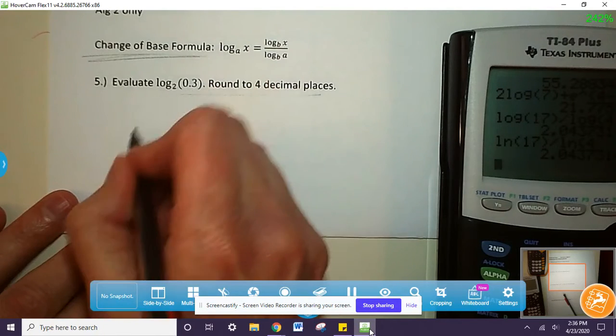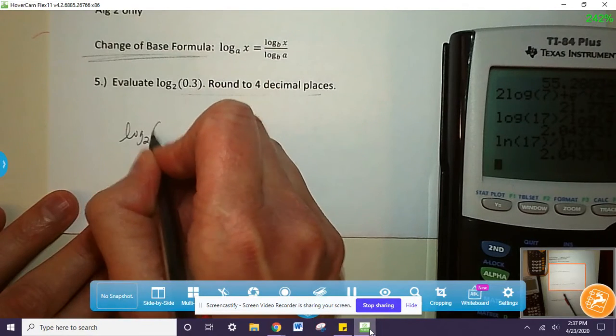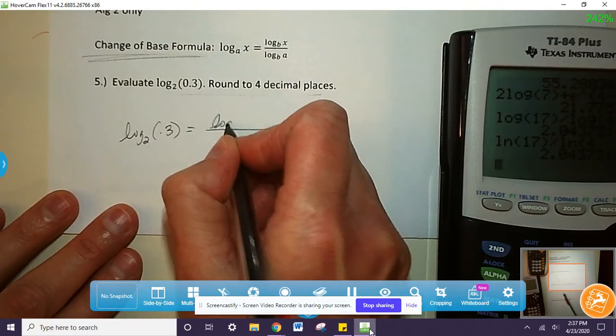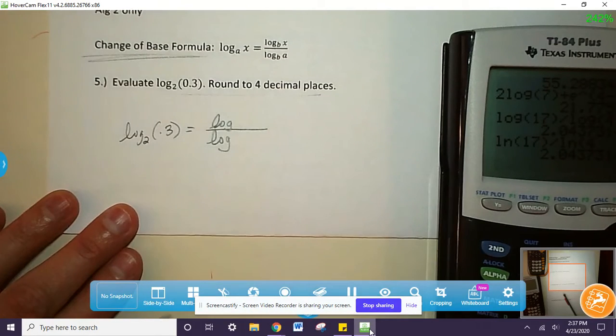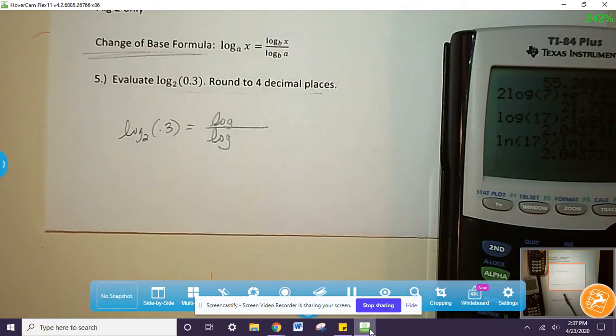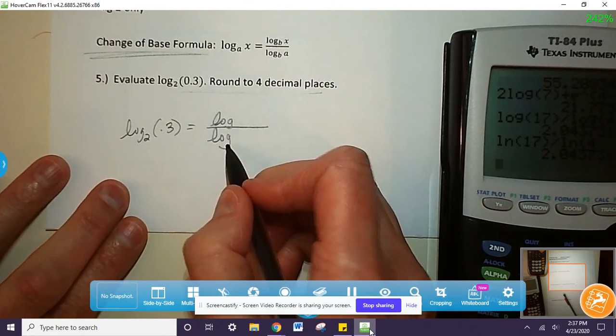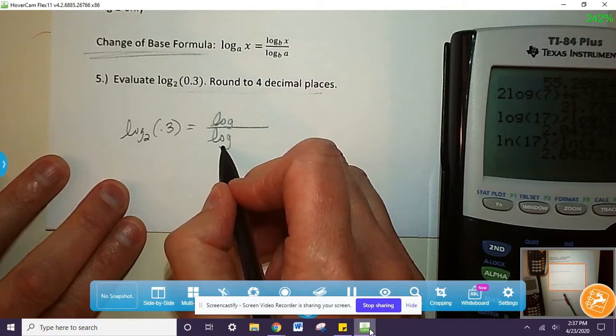So pick the new base that you want. You guys probably want common log, base 10 over log base 10. I would pick natural log because if you're going to continue on into calculus, you use natural log way more often than common log. But I'm assuming you guys like common log better right now. So I'm going to pick log base 10 over log base 10.